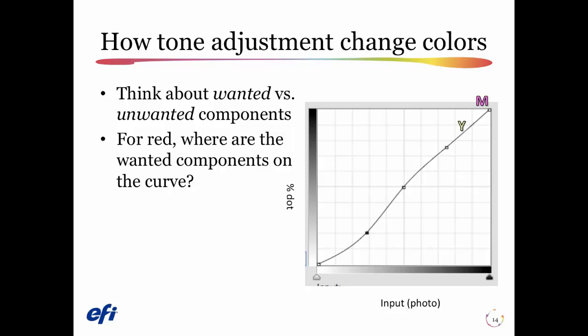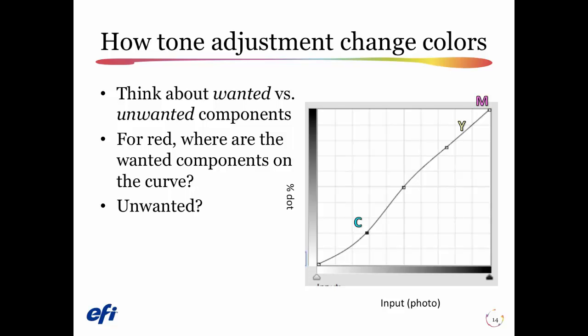The yellow is also far up the tone scale. Where is the unwanted component on the tone curve? The unwanted component, in this case the cyan in the red, is right at the quarter tone. So even though my tone curve moved cyan, magenta, and yellow together in a red color, the only thing it affected was the cyan that was sitting at the quarter tone, not the magenta and yellow that are way up near the shadow.